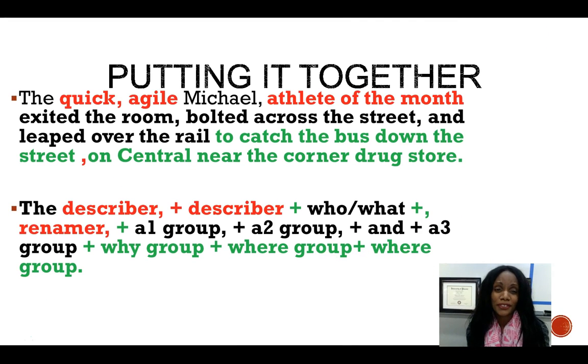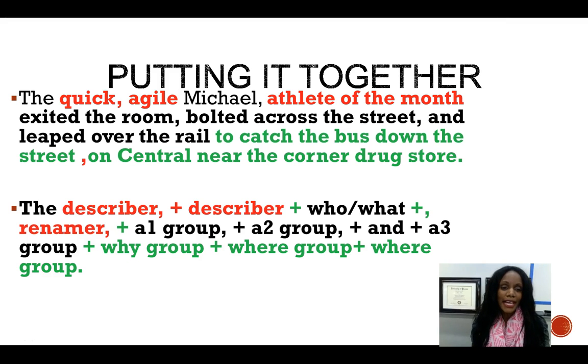Now I want to see what it looks like when we put everything all together. Remember, we started at the very beginning with this sentence that just said, Michael left the room. Now how neat would it be if you were able to say, the quick, agile Michael, athlete of the month, exited the room, bolted across the street, and leaped over the rail to catch the bus down the street on Central near the corner drugstore. Now this sentence is something to work with.